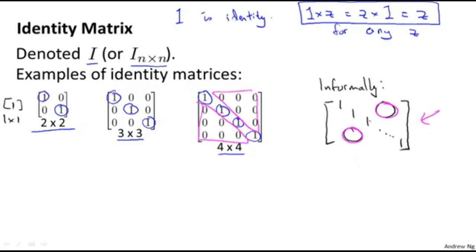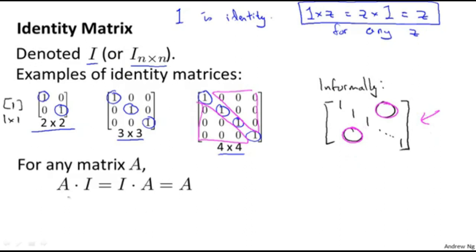It turns out that the identity matrix has this property that for any matrix A, A times I equals I times A equals A. That's a lot like the equation we had up here, that 1 times z equals z times 1 equals z itself. So I times A equals A times I equals A.